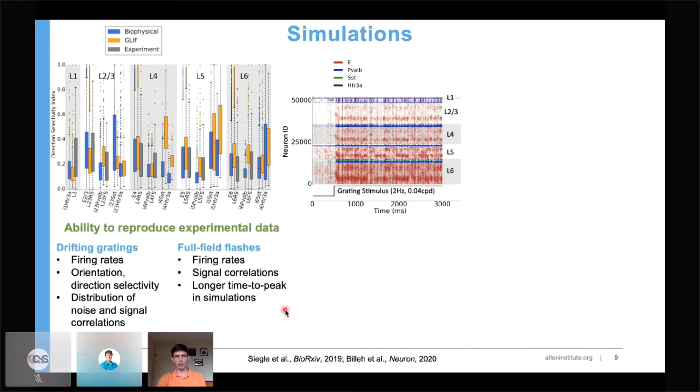noise and signal correlations. We looked at full field flashes, found good correspondence with firing rates and signal correlations, but the model is relatively slow compared to the experiment in terms of time to peak and latency. Natural movies showed a good agreement for signal and noise correlations, but weaker, sparser firing. So these are useful observations that point us towards avenues for improvement in the future.